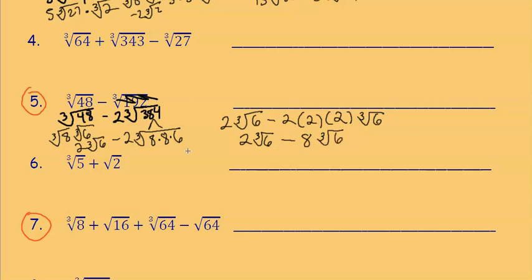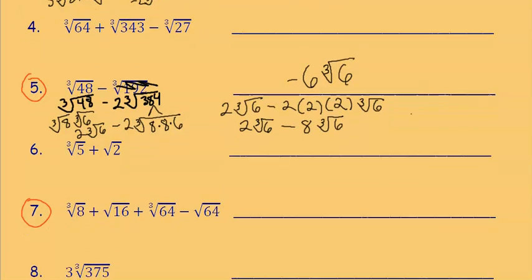These are now like terms because they have the same radical, the cube root of 6. 2 minus 8 is negative 6. So our simplified expression is negative 6 times the cube root of 6.